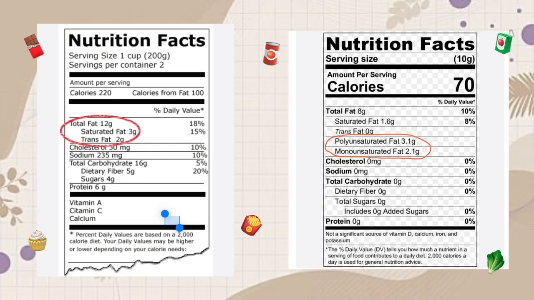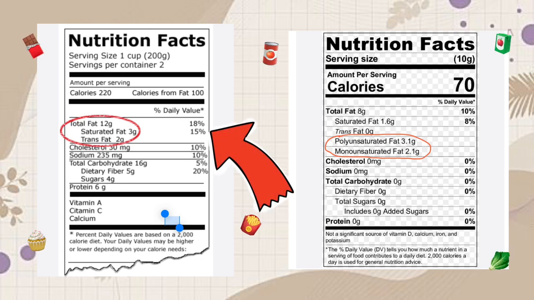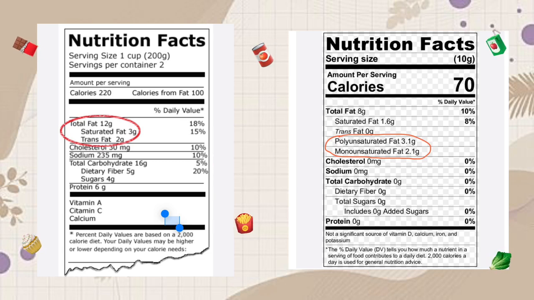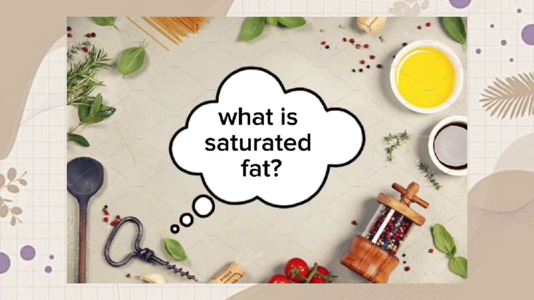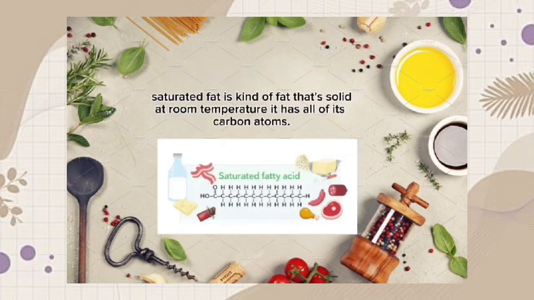The nutrition facts will also show you the amount of saturated fats, trans fat, and in some cases, polyunsaturated and monounsaturated fats. In fact, there are two different types of fat, saturated and unsaturated fat, and they both have different effects on your health. Saturated fat is a kind of fat that's solid at room temperature. It has all of its carbon atoms.